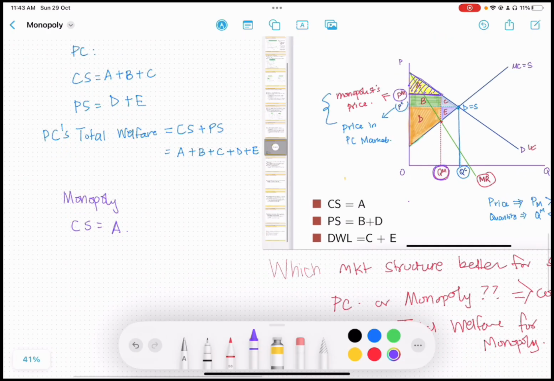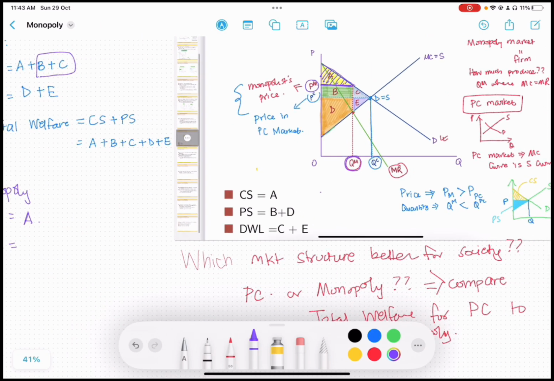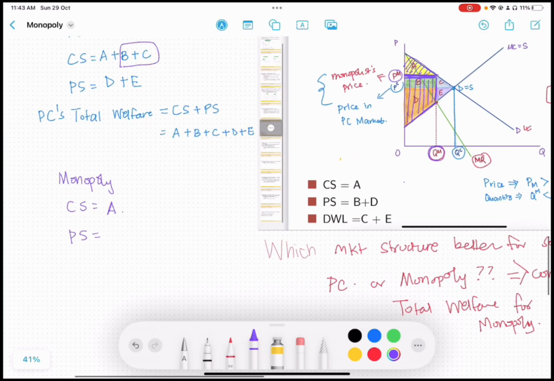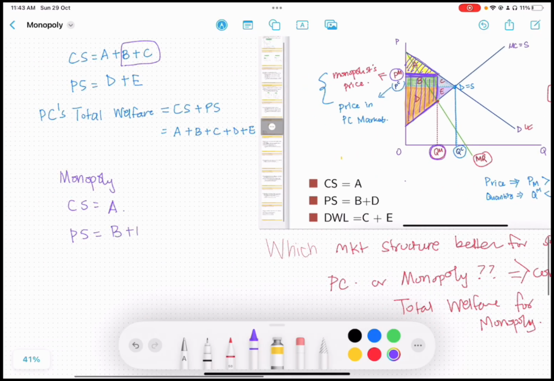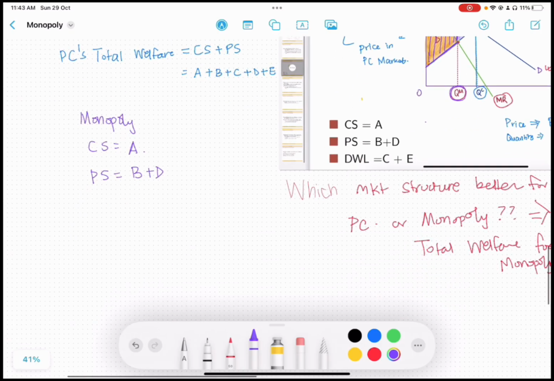So B plus C is gone, right? Before there was B plus C, that's no longer here. Where did B go? Where did C go? Let's see. Now the producer surplus is the area above the supply curve but below whatever price is being charged in the market. So it's going to be this whole trapezium. So actually it's going to be B plus D. Well, part of our question got answered. Where did B go? This B here was just transferred to the producer surplus, right?